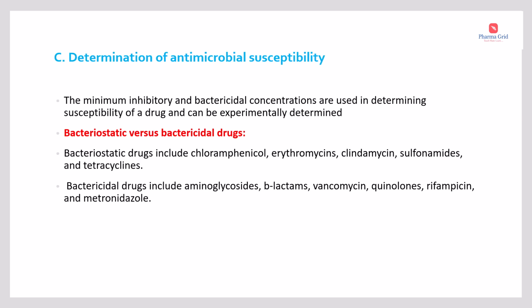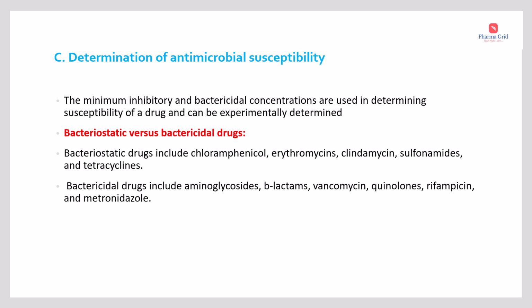Now, the determination of antimicrobial susceptibility. The minimum inhibitory and bactericidal concentrations are used in determining susceptibility of a drug and can be experimentally determined. So, in order to determine the antimicrobial susceptibility, we are taking into consideration the minimum inhibitory and bactericidal concentrations. So, what do you mean by bacteriostatic and bactericidal drugs? Bacteriostatic means the agent that prevents the growth of bacteria. Static means it only prevents the growth, that is, it keeps them in the stationary phase of growth.